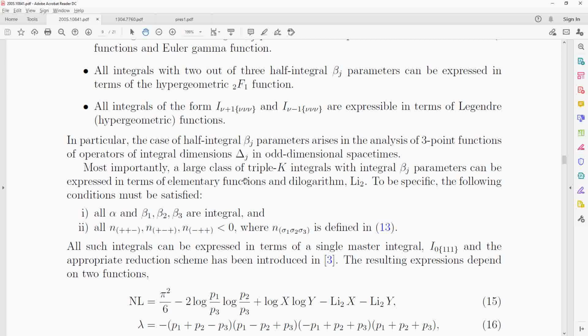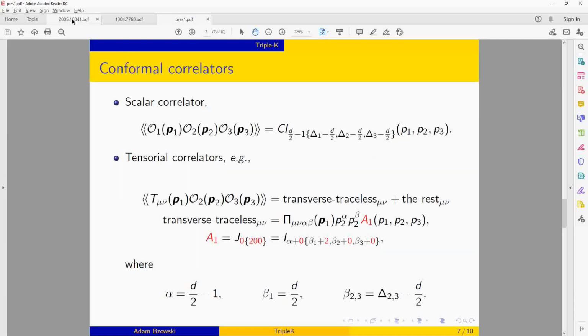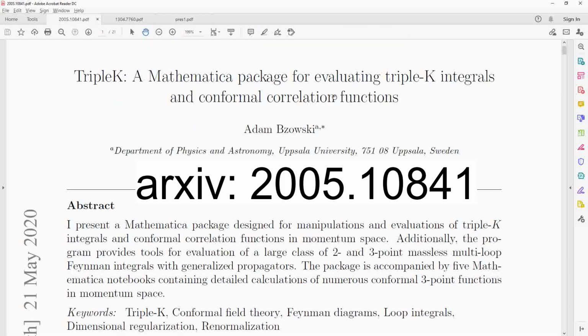Another case, which is more complicated, but it's also solvable and expressible in terms of elementary functions, basically it boils down to correlation functions of operators of integral dimension in even dimensional spacetimes. If you want to know more about it, please go to this paper. This is a paper that explains in very basic ways the package, TripleK package, and it contains also an introduction with all the references and a short introduction to the story.